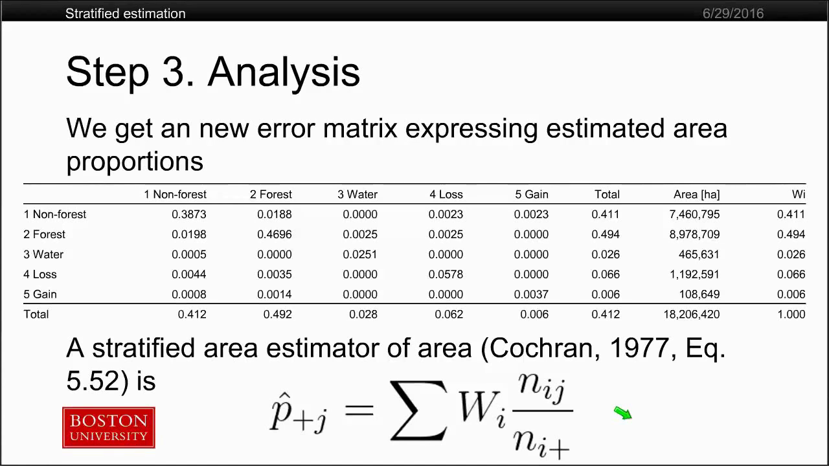All right, so I'm going to have to convert this to area proportions, and it's very simple. For each of the elements in my error matrix, I have my area proportion according to the map, my strata weight. I multiply by the first element, and I divide by the total number of pixels in that stratum. Right. So in this case, 165 divided by 175 times 41%. So I do that for each element here. And I now have an error matrix expressed as area proportions.